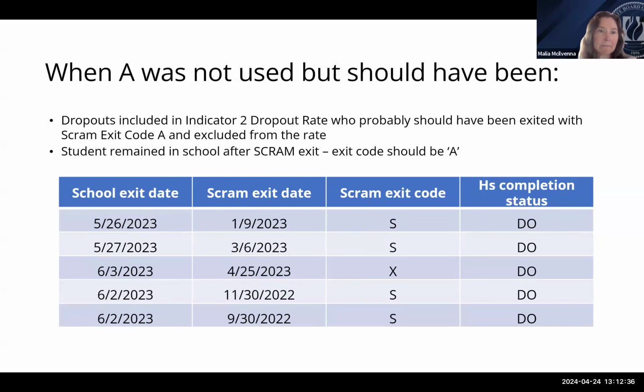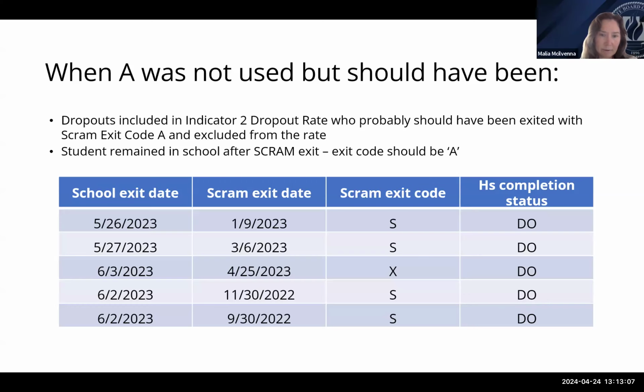And here are a few examples of when the A was not used, but should have been. These are all students who were dropouts, and they ended up being included in the indicator 2 dropout rate, but they probably should have been exited with the Scrum exit code A, and then that would have allowed them to be excluded from the dropout rate. The thing to take note of here is that the students remained in school after the Scrum exit date.